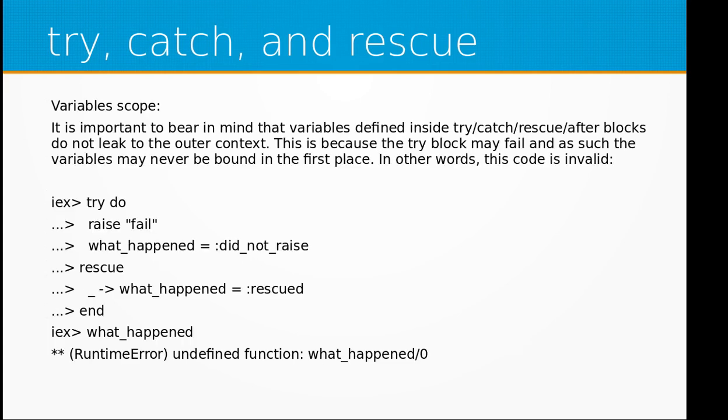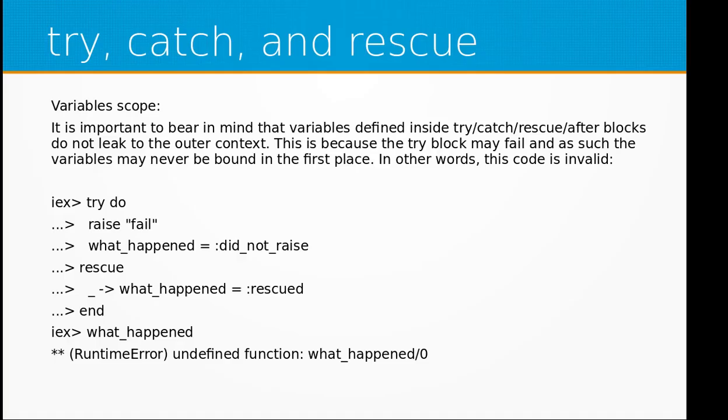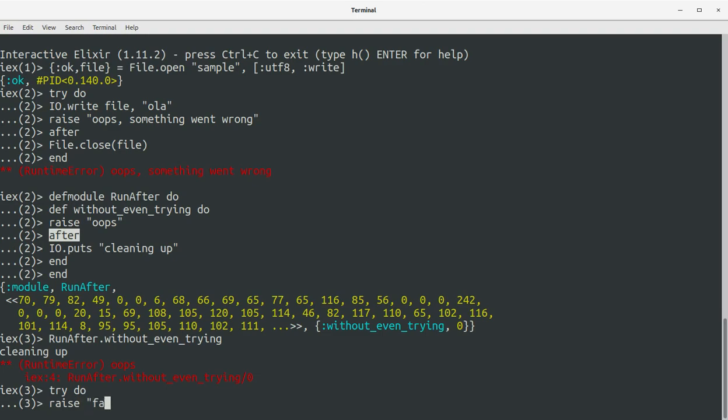Let's look at the variable scope. It is important to bear in mind that the variables defined inside try, catch, rescue, and after blocks do not leak to the other context. This is because the try block may fail, and as such the variables may never be bound in the first place. In other words, this code is invalid. So let's try this code here. Try do raise fail.